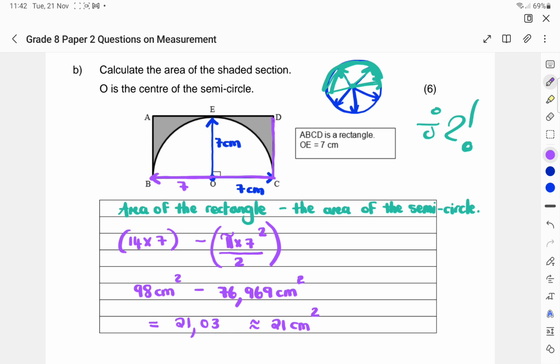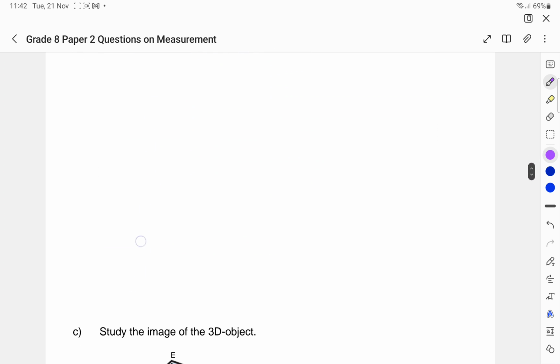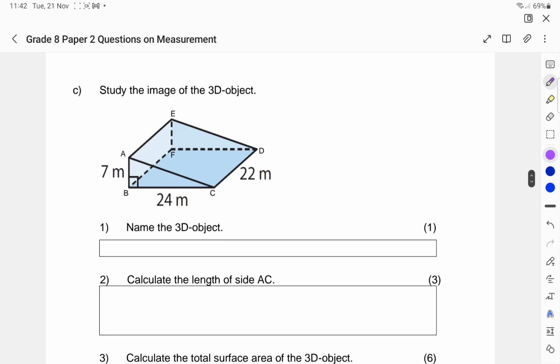Then you could figure out that it's a rectangle. Because it's a rectangle, you can double it and use those measurements to calculate the area of the rectangle. Okay, so I hope that makes sense. Let's move on to the next question.